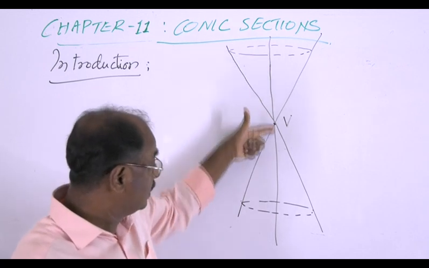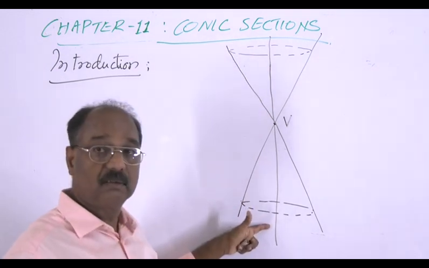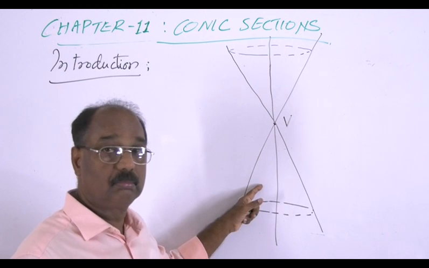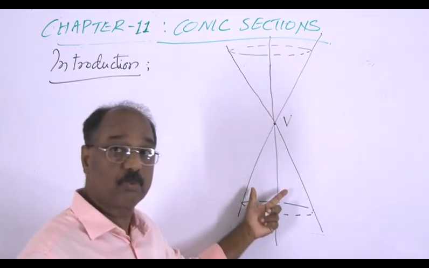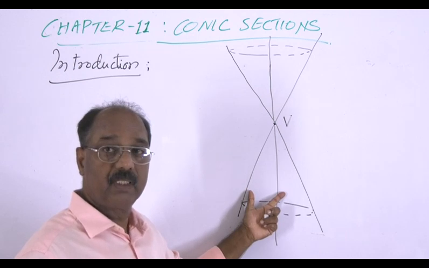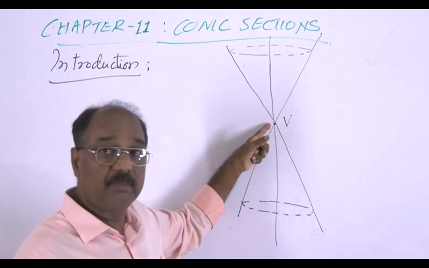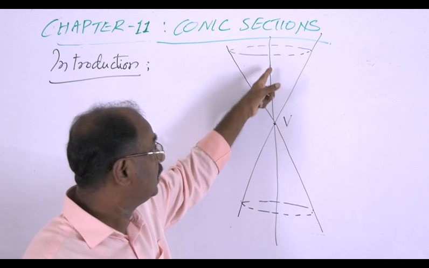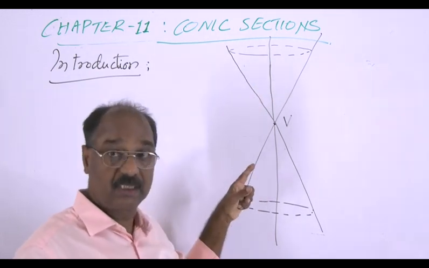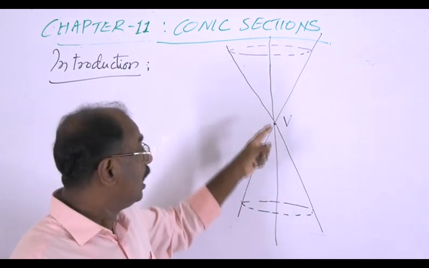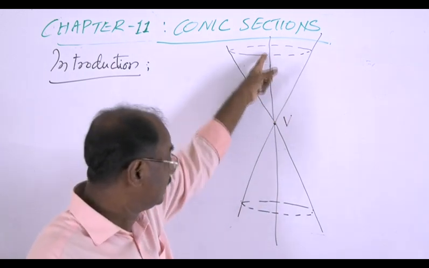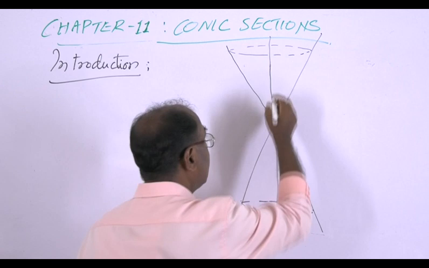This fixed line is called the axis of the cone. This cone has two portions, an upper portion and also a lower portion, separated by this fixed point, the meeting point. And these separate portions are called naps of the whole cone. And this fixed line is the axis.